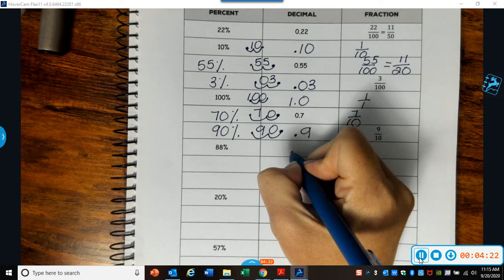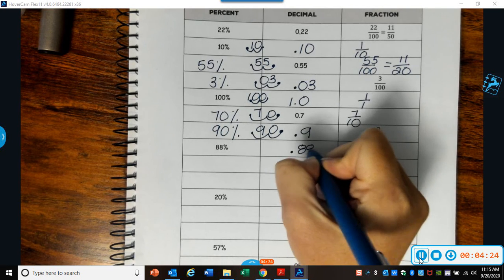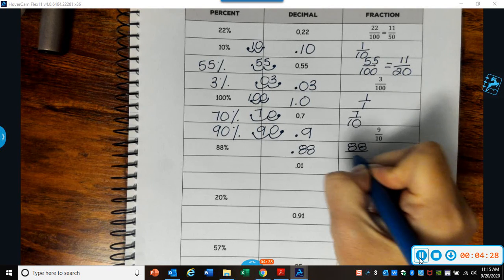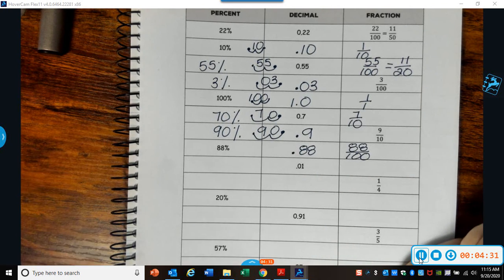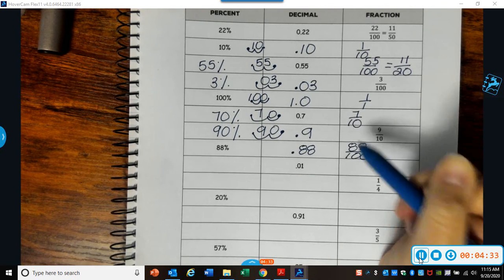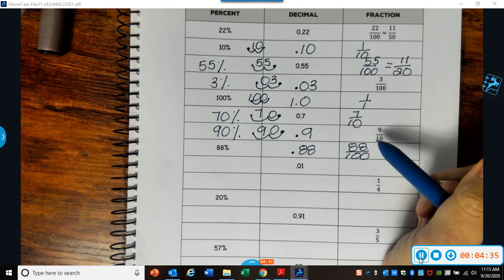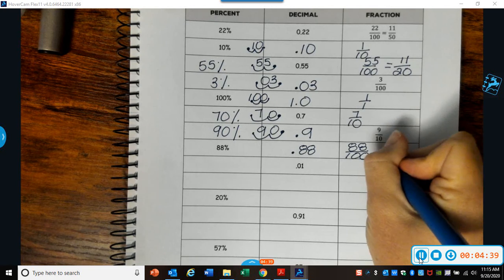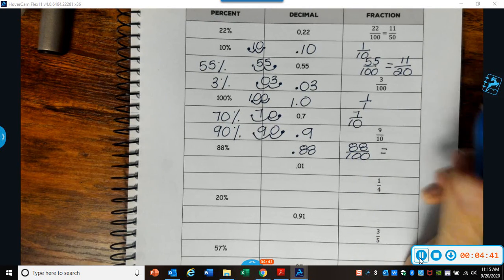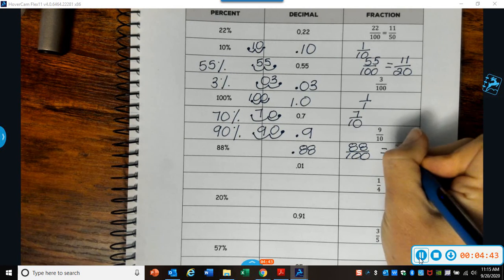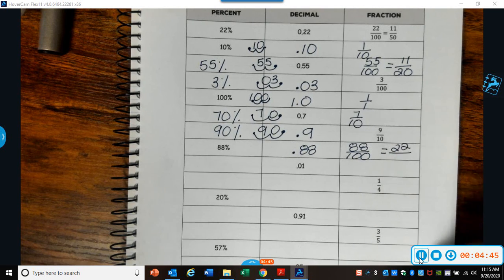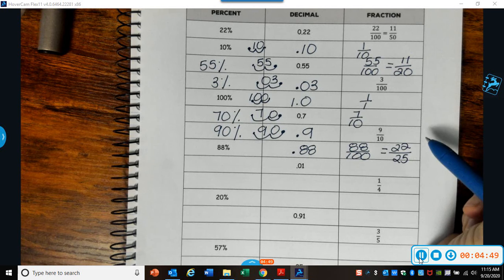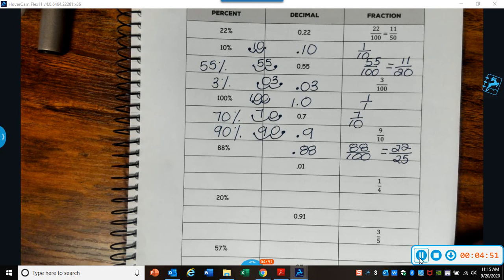88% is 0.88, which would be 88 over 100. This is not a simplified fraction. They're both even numbers, so 2 goes into both of these numbers, but so does 4. I'm going to choose the bigger number so that I don't have to continuously reduce. So 4 goes into 88 22 times, and 4 goes into 100 25 times. My final answer is 22 over 25.